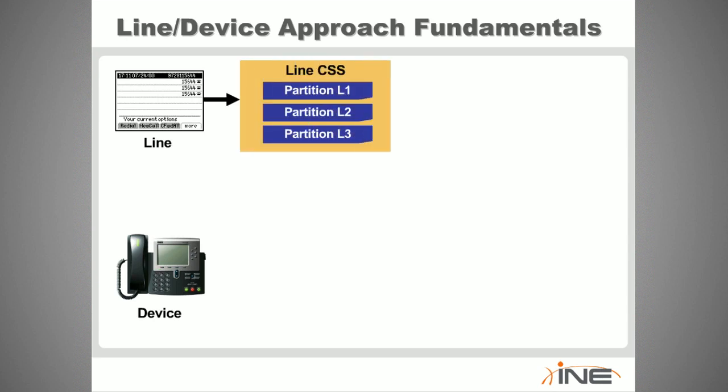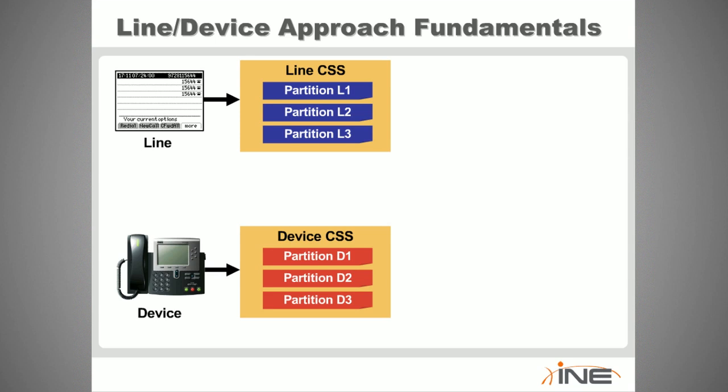Let's take a look at how this works. Actually, let's look at the line CSS. It has partitions L1, L2, and L3 inside of that CSS on line 1. And then on the device, there's also a calling search space, but it's a different calling search space, and it contains different partitions, D1, D2, and D3. Okay, L for line, D for device.